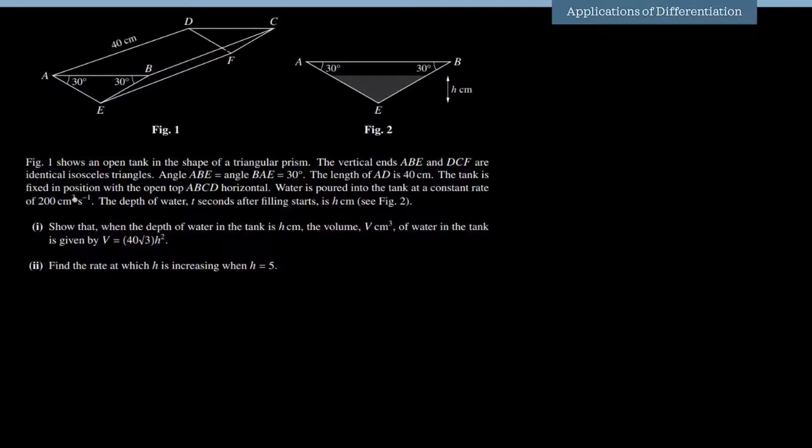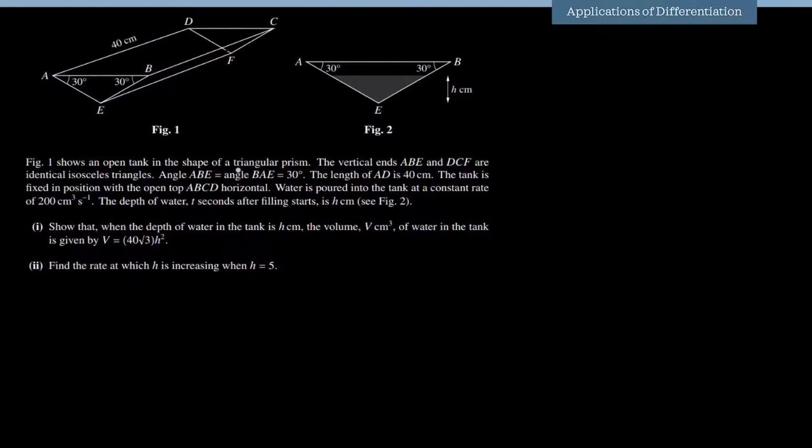The tank is fixed in a position with open top ABCD horizontal. The water is poured into the tank at a constant rate of 200 centimeter cube per second. The depth of the water t seconds after filling starts is 8 centimeters.